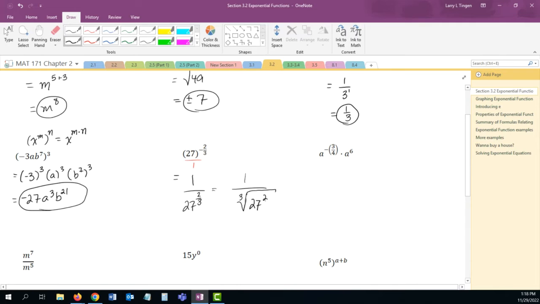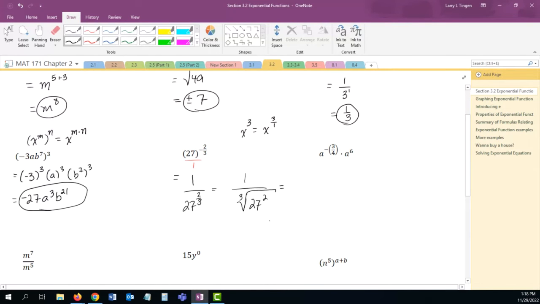27 squared. All right. If you're not sure about that, I want you to think about x to the 3rd. That's really x to the 3 over 1, right? So the 3 is just the power that you're raising the number or variable to. The denominator is the root. If you do that out, you should be able to do that: the cube root of 27 squared. Square 27, and then take the 3rd root.